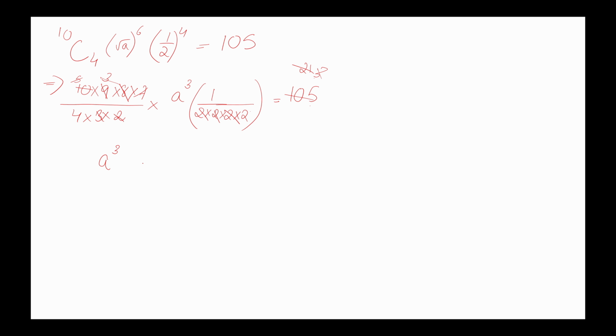So a cube is basically equal to 4 into 2, which makes it 8. So our a becomes 2. That means we have to find out the value of a square, so it becomes 4, and this is our answer. Again, very easy question. The same concepts we are using again and again. Now let's look at another question.